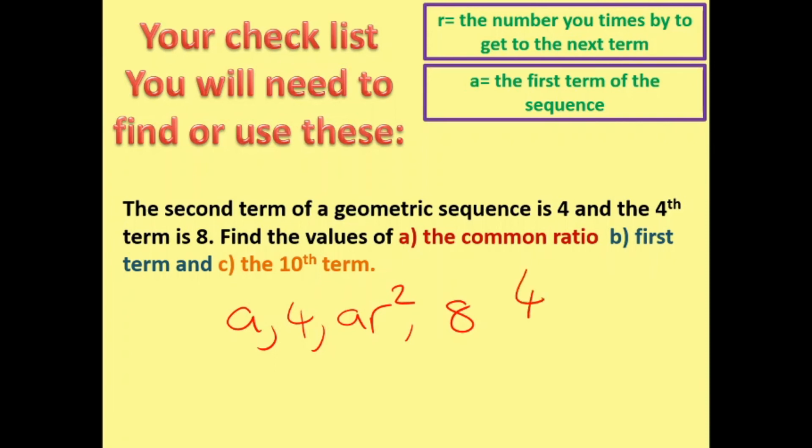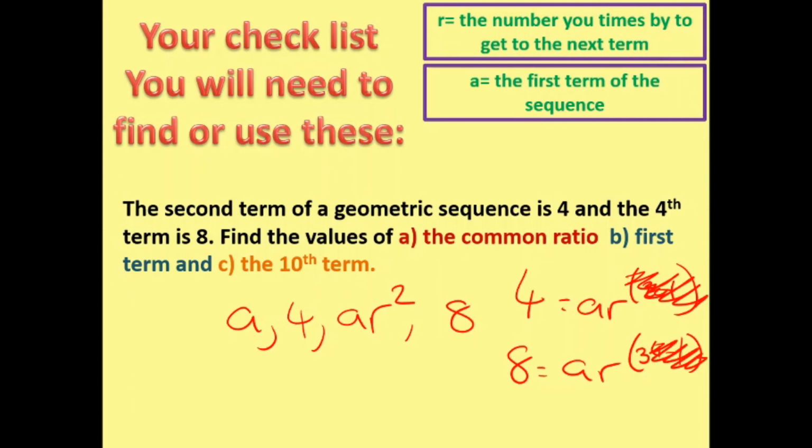Right, now if you think about 4, I know that 4 is actually going to be AR to the power of 2 minus 1, because it's n minus 1. I know 8 is going to be AR to the power of 4 minus 1. And now we can simplify this. This one here is just going to be AR, which is nice, and this ends up being AR cubed. And we want to solve these. There's loads of ways you can solve it, but what I'm actually going to do is divide number 2 by number 1, which is something I can do.